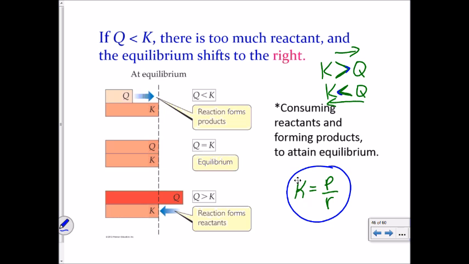You could definitely, I like to think about it in terms of just generally products over reactants and thinking about, oh, well, if the Q number is bigger than K, that means the P on the top must be bigger, so we're going to make some more reactants and so forth. So I like to think of it conceptually as well. Yes?